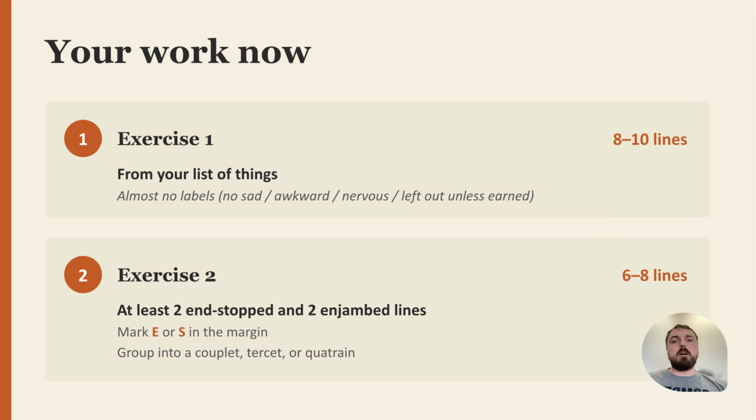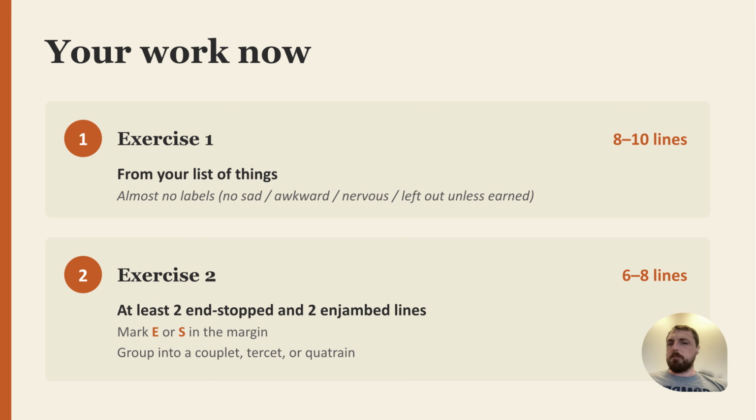Exercise 2, cut on purpose. The length we're looking for here is 6 to 8 lines. Take the same moment or a tight piece of exercise 1 and write it again in 6 to 8 lines. This time the job is the cut. Include at least 2 end-stopped lines and at least 2 enjambed lines.